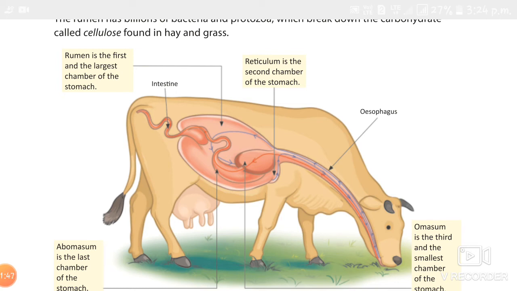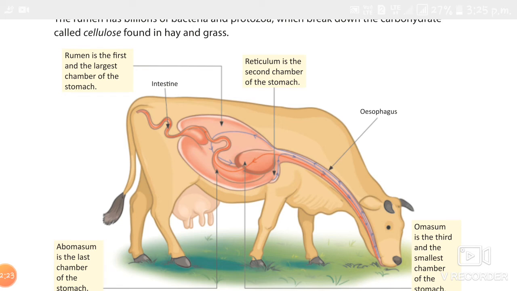You know that ruminants have a four-chambered stomach consisting of the rumen, reticulum, omasum and abomasum. Absorption begins in the rumen and the omasum, but the majority of the nutrients are absorbed in the small and the large intestine. Understand everyone? So you know what is ruminant and what is rumination.